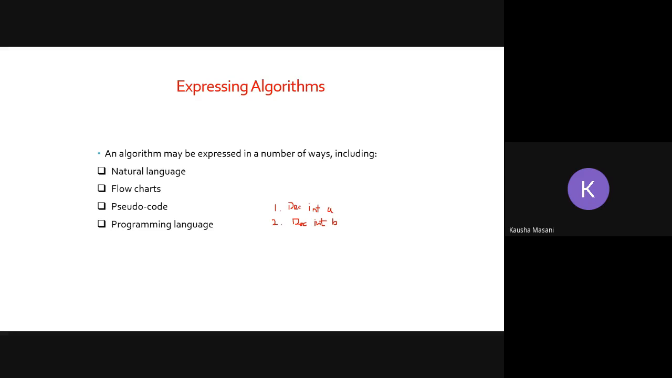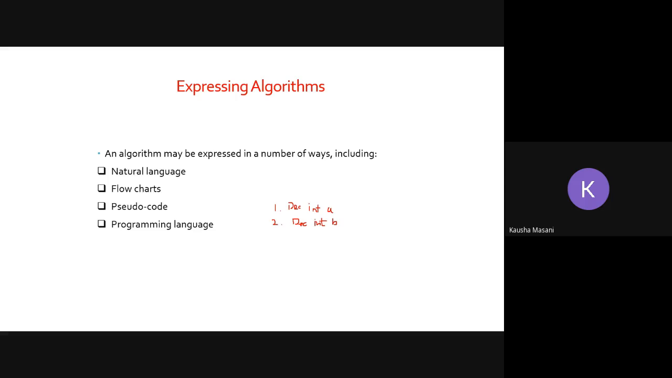Pseudocode means it is not the exact implementation of the program, but somewhat I'm using a little bit of programming language in showing you the steps. Now in the programming language it is easy, you are directly writing whatever you're going to write in a program. Fine. So your algorithms are expressed in these 4 ways.